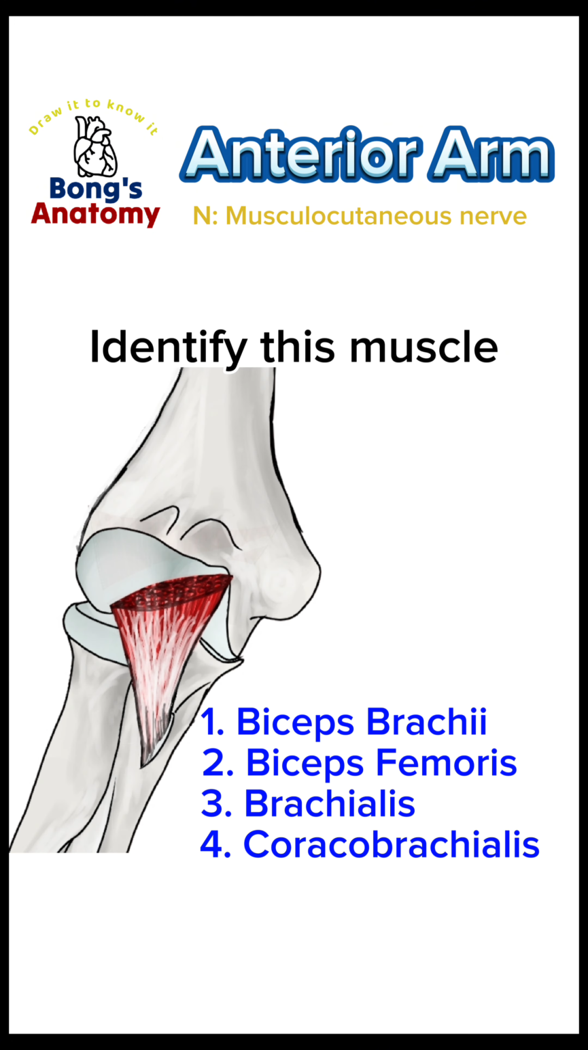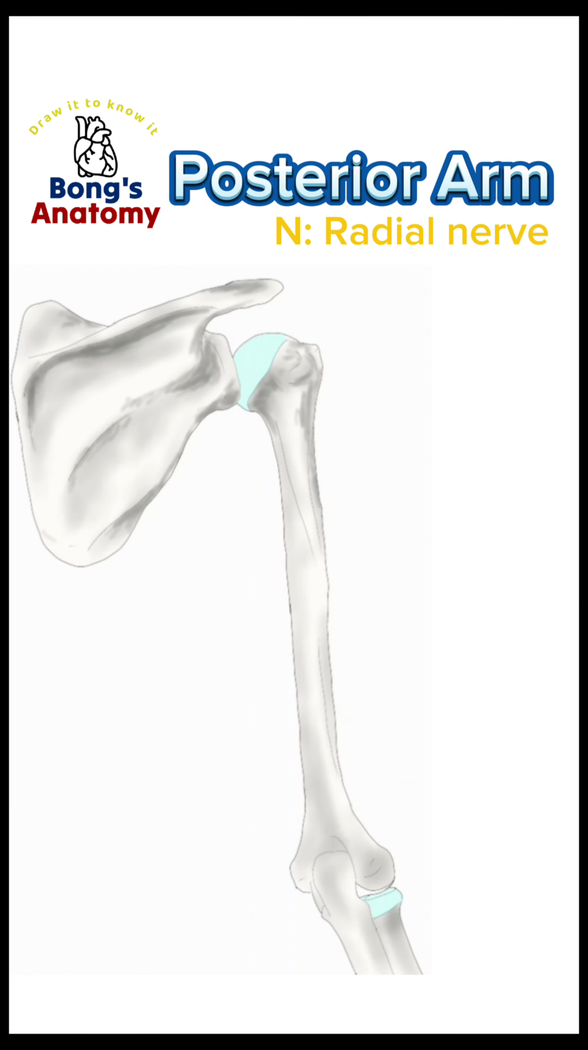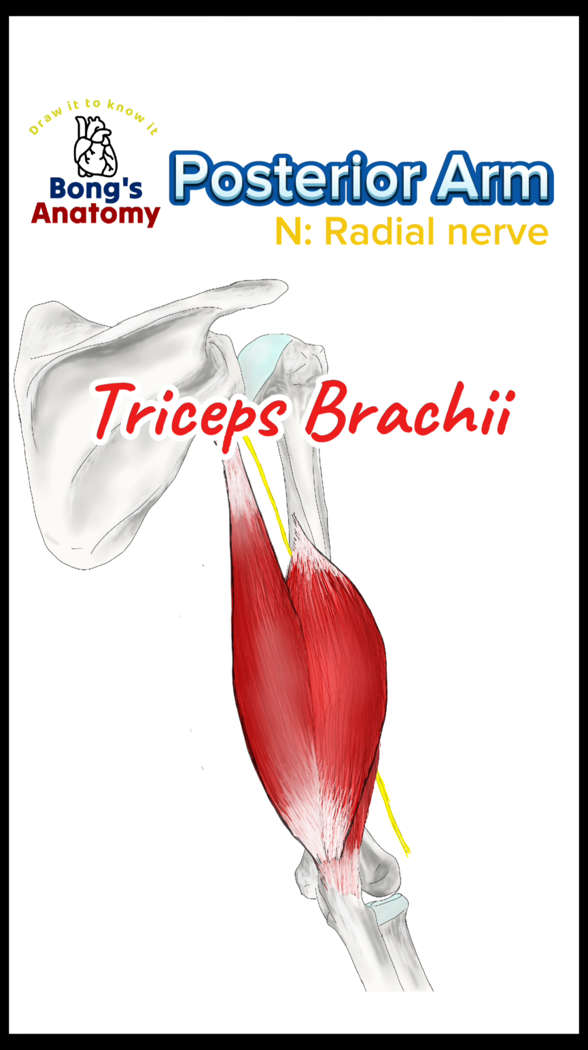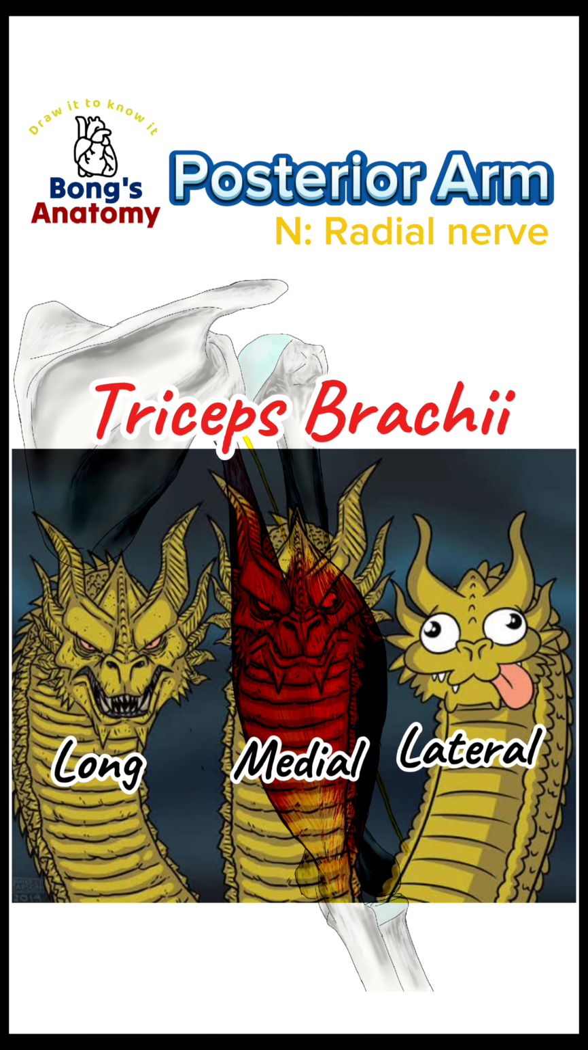Thank you. Posterior compartment of the arm. Today is very simple, all we must cover is only 1 muscle. Let's think about the meaning of the triceps brachii. Tri means 3, ceps means heads, and brachii means the arm. 3-headed muscle of the arm.